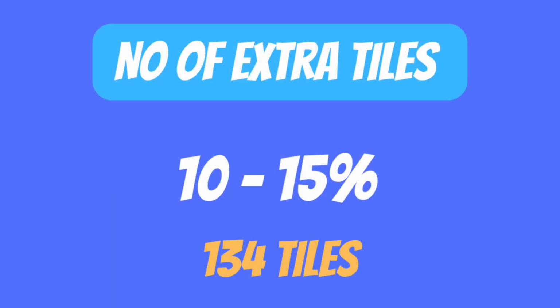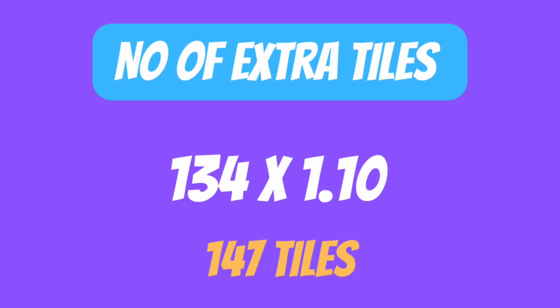It's always a good idea to add an extra 10 to 15% to account for waste and breakage. So we multiply our 134 tiles by 1.10 to get 147 tiles. Always round up to ensure you have enough.